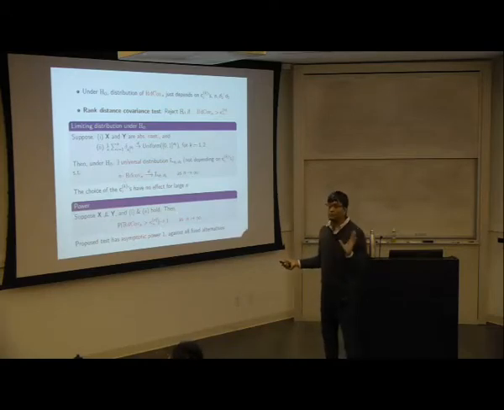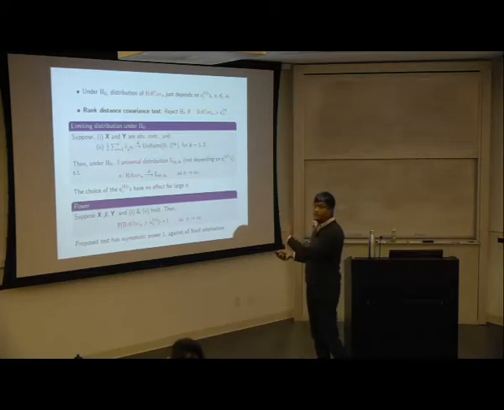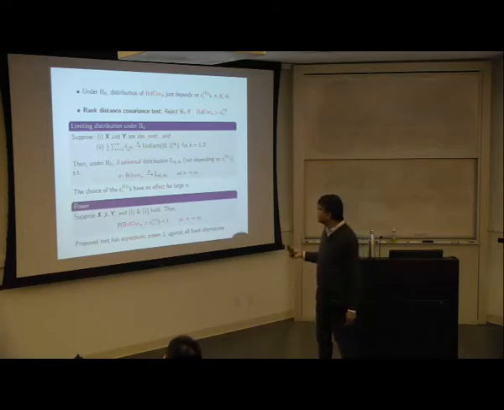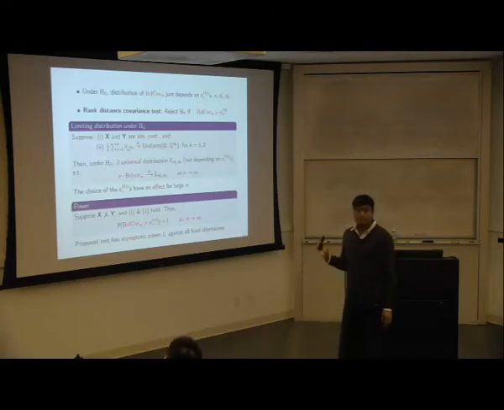No moment assumptions are necessary. As you might see, the distance covariance and so on need moment assumptions here. You don't need any moment assumptions. It's a distribution-free test that has a universal critical value, and it has asymptotic power 1.